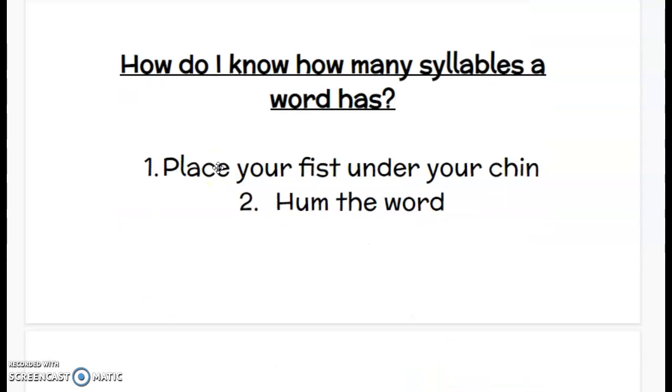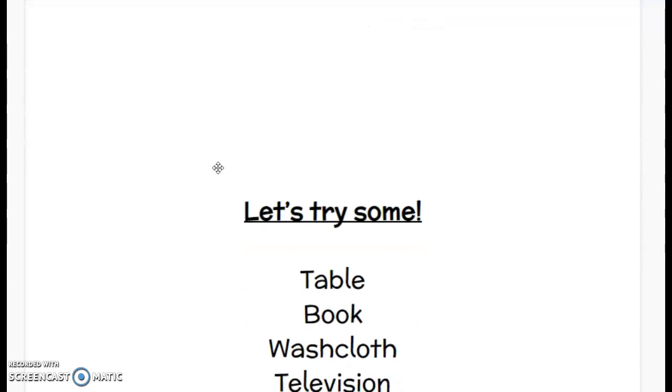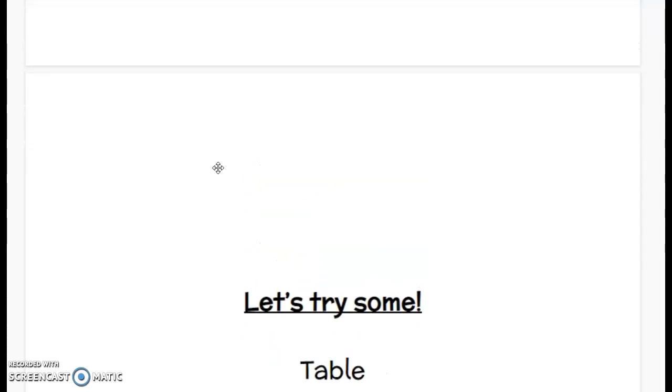Let's try these strategies on a few more words. Let's look at this first one. Table. Let's first try to use our fist underneath our chin and see if we can do it. So pause the video. I want you to use your fist under your chin and see if you can figure out how many syllables are in this word table. When I say it, I say table, table. I notice that my chin moves down 2 times, so that tells me there's 2 syllables.